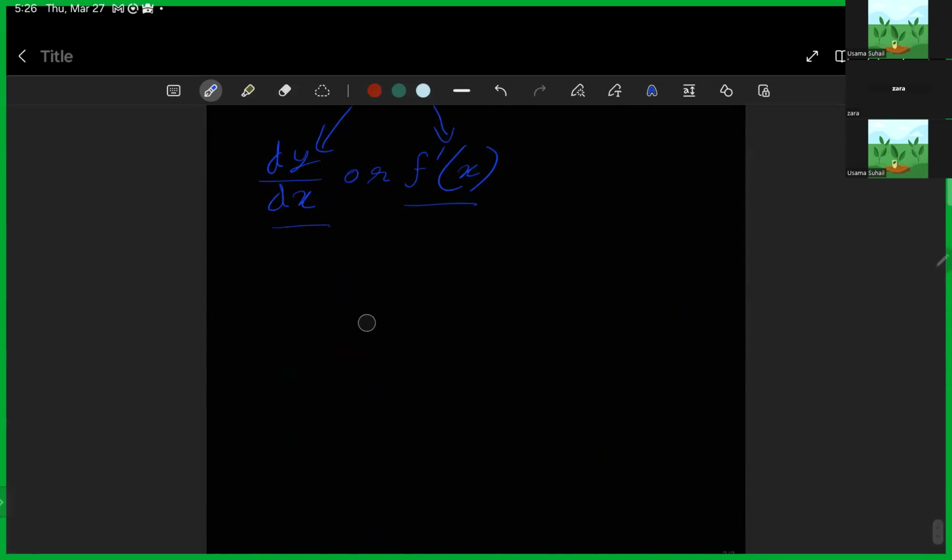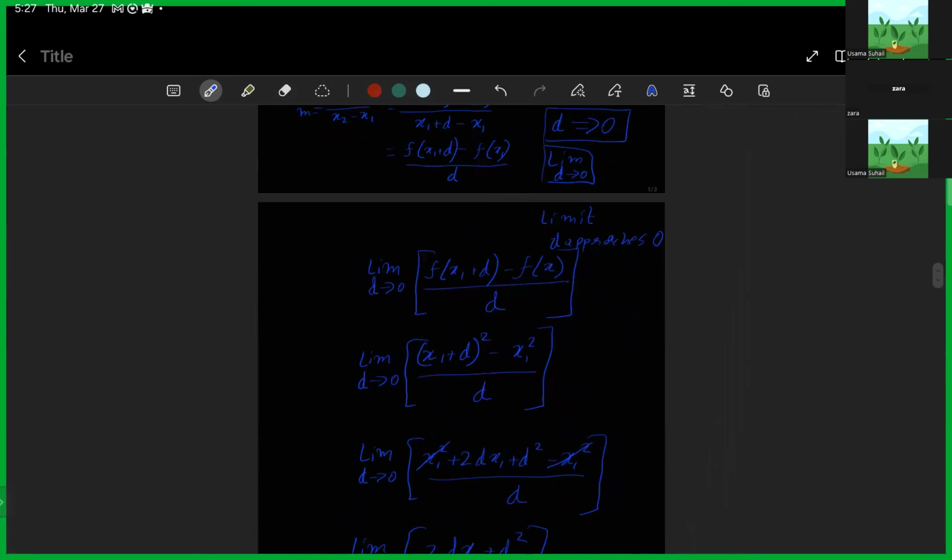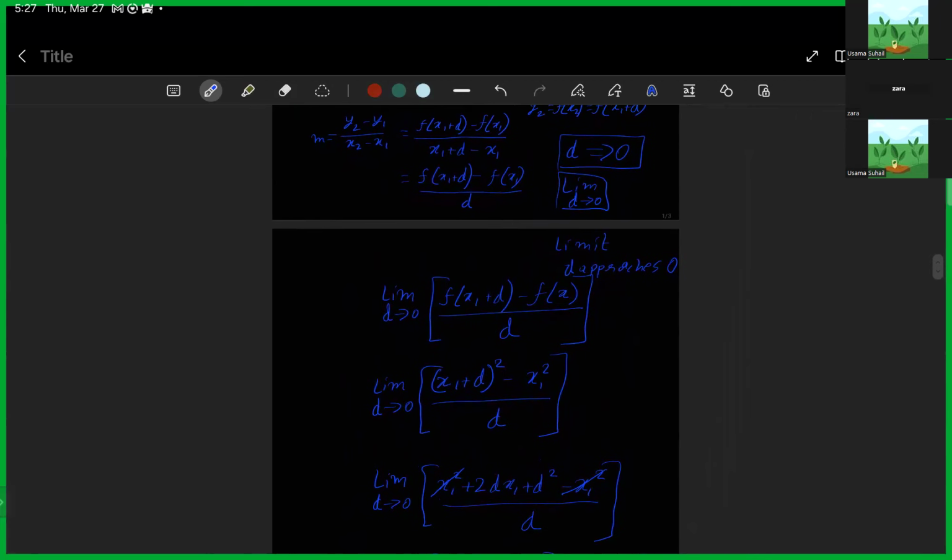Just ask me wherever you find it difficult, wherever you are having some difficulty. So here is the whole working, like the first few steps of the working. You can copy the steps, it doesn't matter. Just go through it and try to find the differentiation. So what you need to do is differentiate f of x equals x cubed.